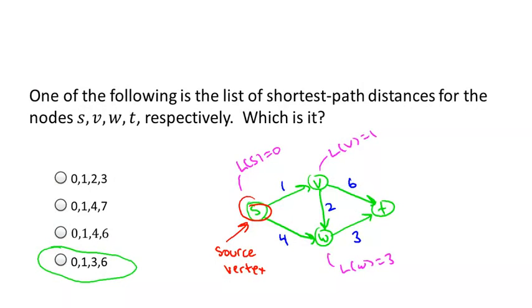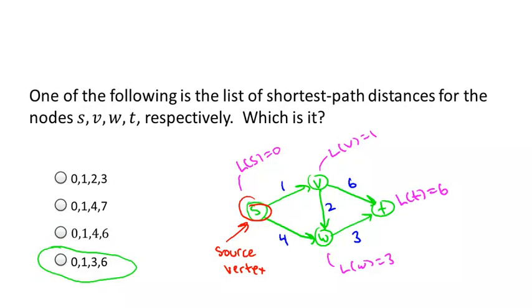And finally, for the vertex T, there are 3 different paths going from S to T. There's the two-hop path that goes through V. There's the two-hop path which goes through W. Both of those have path length 7. And then there's the 3-hop path which goes through both V and W, and that actually has a path length of 1 plus 2 plus 3 equal to 6. So despite having the largest number of edges, the zigzag path is in fact the shortest path from S to T, and it has length 6.